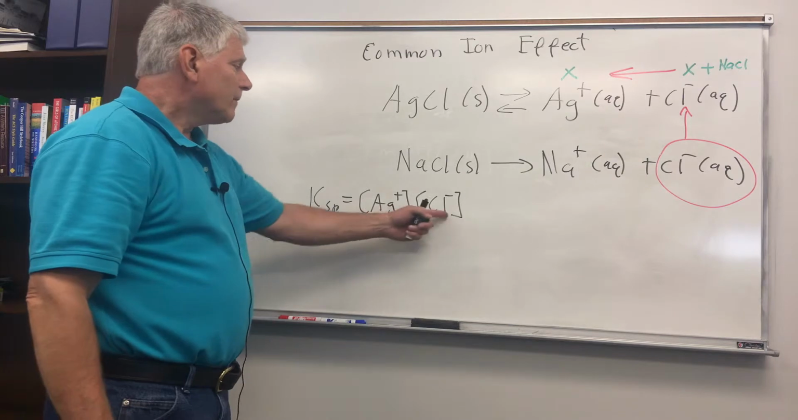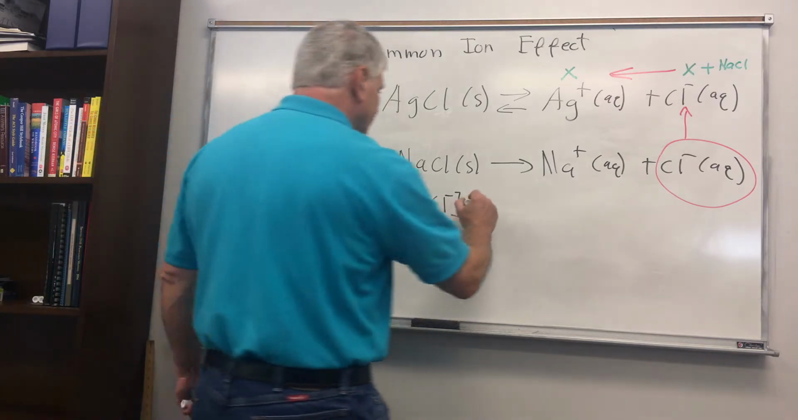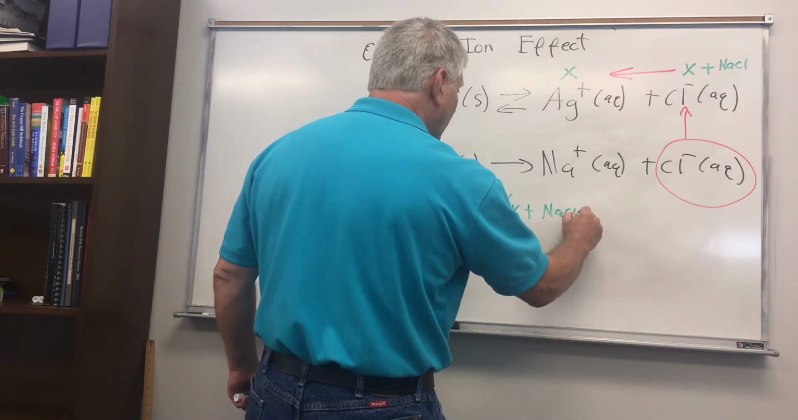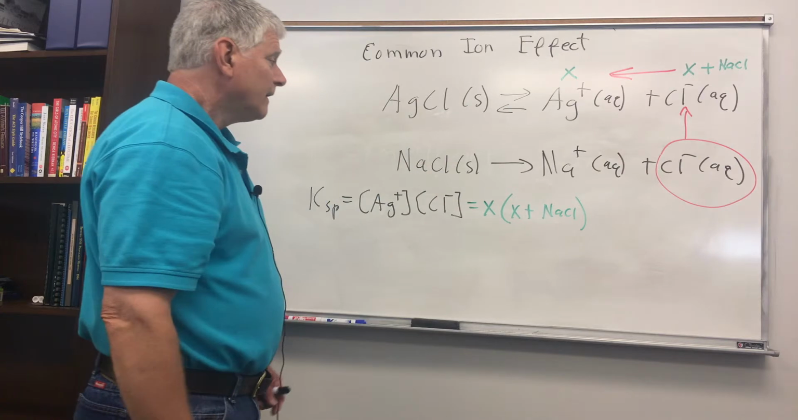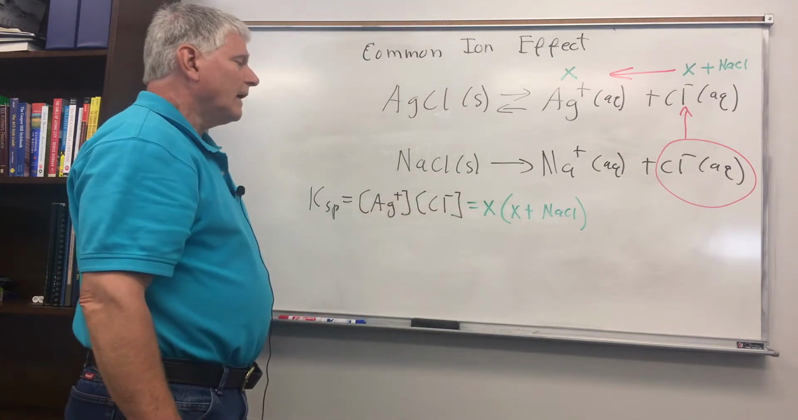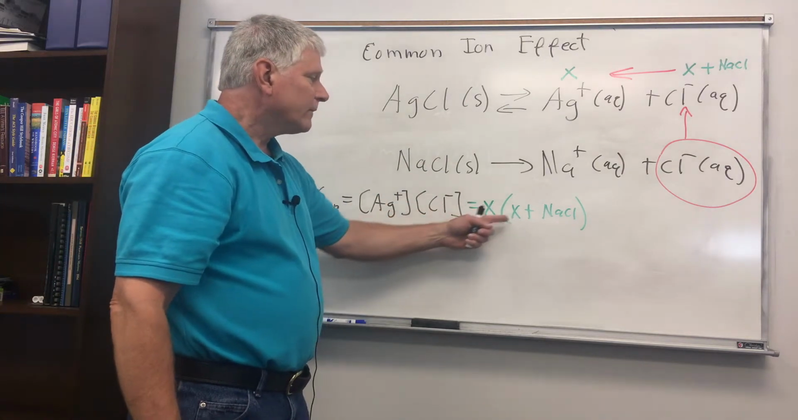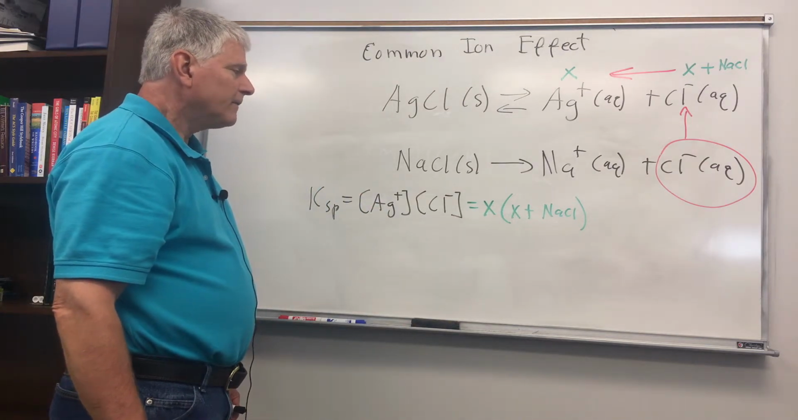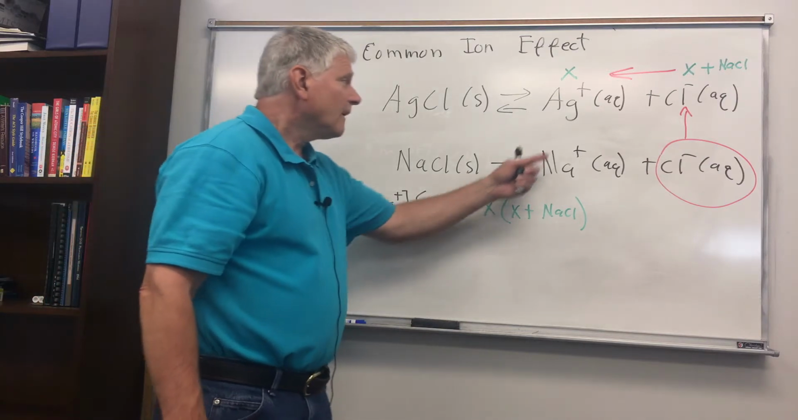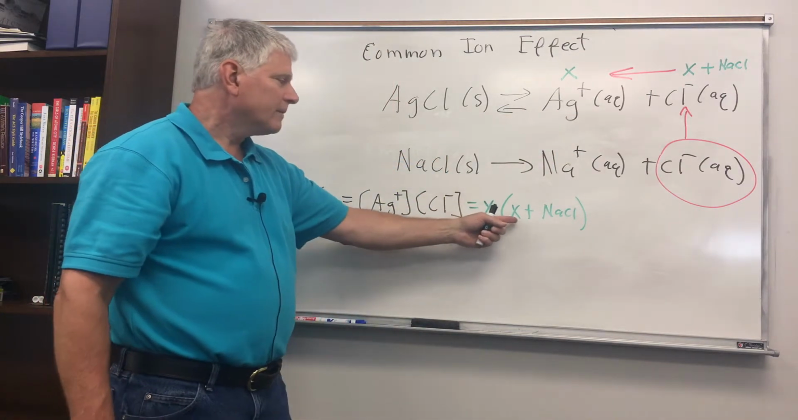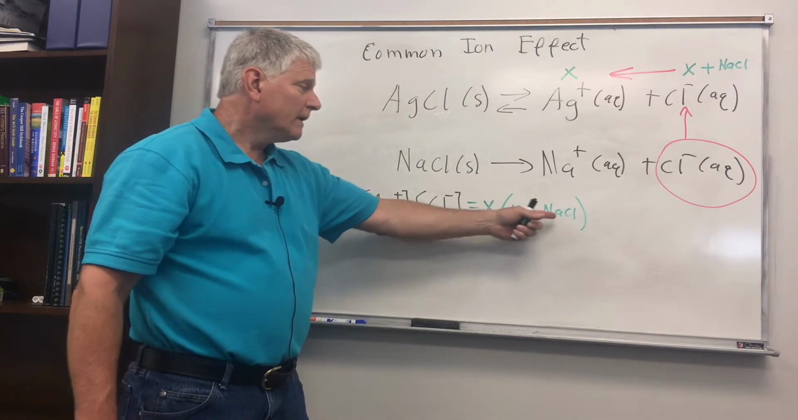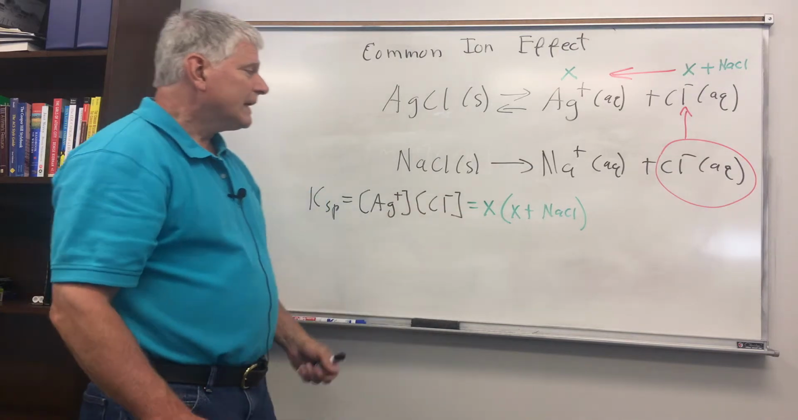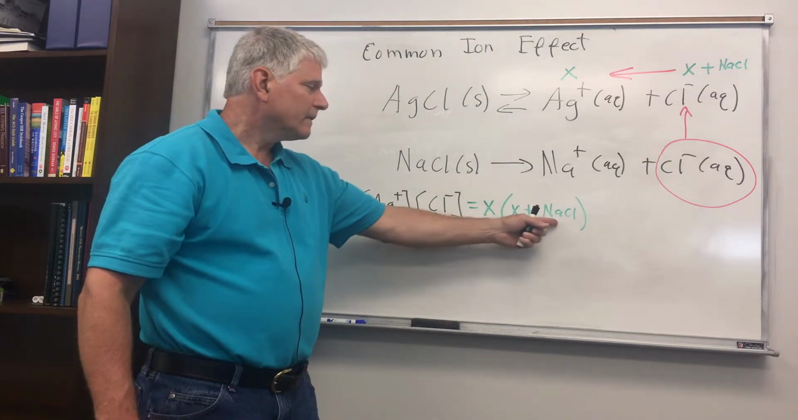So now we can put that into our equilibrium expression. So we'll have X times X plus the sodium chloride amount, whatever that is. And then we can again solve for X. But you'll see here we'll have an X squared term, so we'll have a quadratic expression. However, since the solubility of silver chloride is very small, meaning X is going to be pretty small, if the initial amount of sodium chloride is much larger, then we can neglect X in this summation.